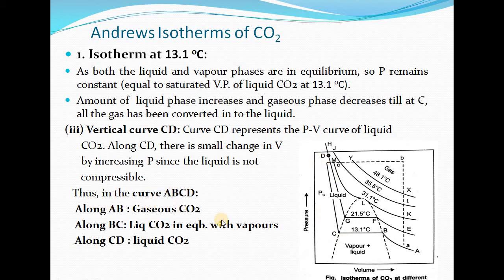So what we can say about the curve ABCD: along AB we have only gaseous CO2. Along BC there is liquid carbon dioxide in equilibrium with the vapors, whereas along CD we have only the liquid form of CO2.